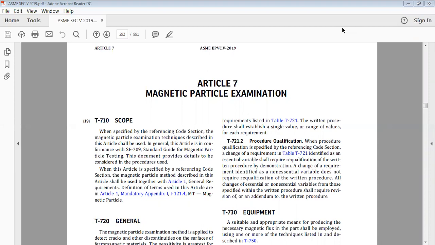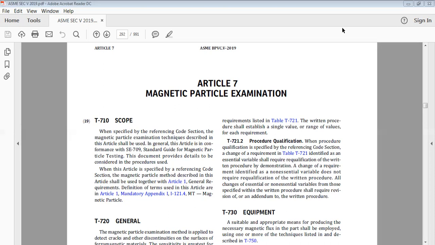In headshot, we are sending current directly in the longitudinal direction, and the field will be circular. In central conductor also, we are using the same technique. We are sending current through the conductor in the longitudinal direction, and the magnetic field will be in the circular direction. In prods also, we are sending current and we are getting a circular magnetic field. So these three are examples of circular magnetic field.